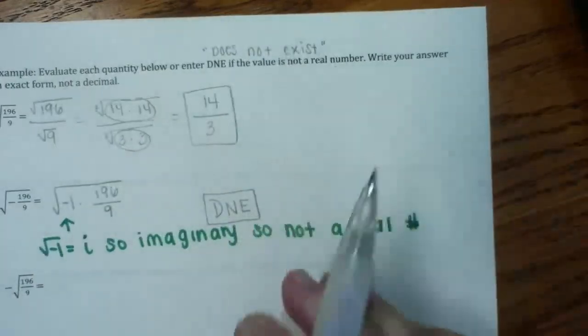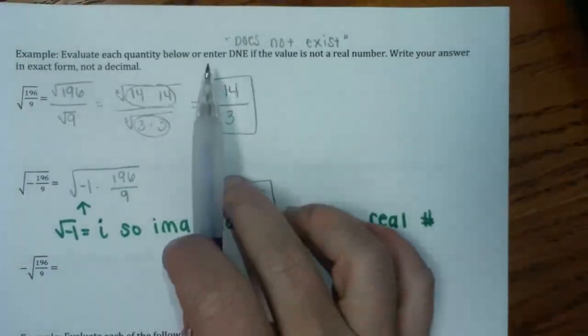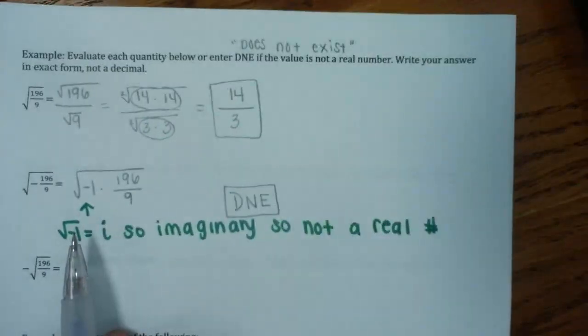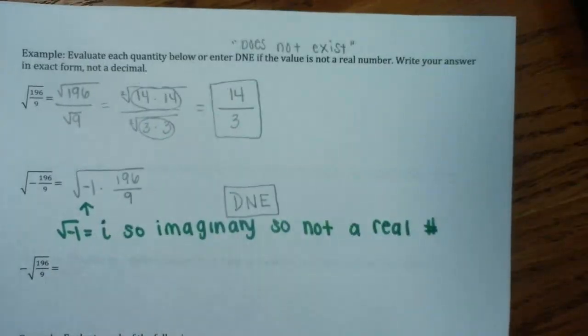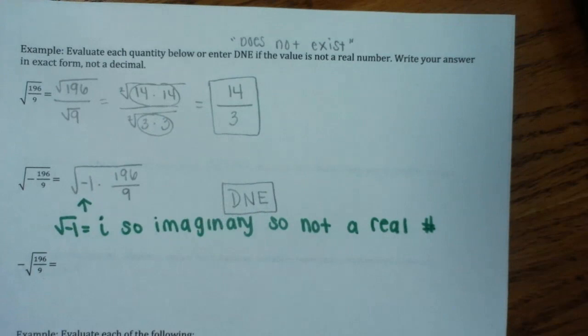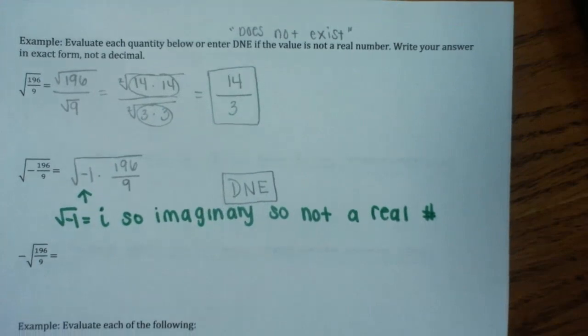So for this problem, I don't have to go any further because it says enter DNE if the value is not a real number. It's not a real number because I have the square root of a negative. The square root of a negative is imaginary. We're going to talk about that in a second, so don't worry about it right this second. But I know it's imaginary, so write DNE. All right, let's do the next one.